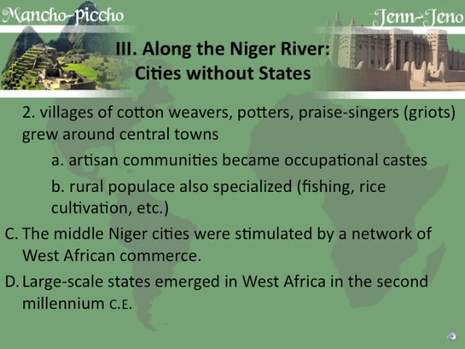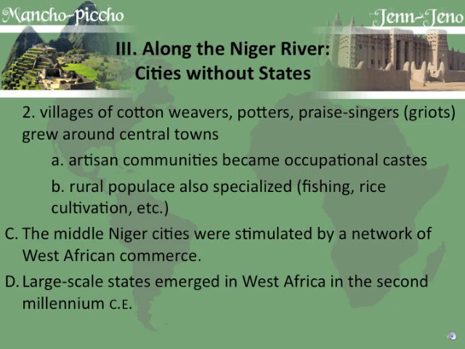All right, villages of cotton weavers, potters, praise singers, or griots, who were also your oral historians that would pass things down through songs, poems, things like that, as they didn't really have a written language until Islam comes in with Arabic, and it will combine with some of your local areas. Again, that's excluding your Egypt, Meroë, and Axum region.